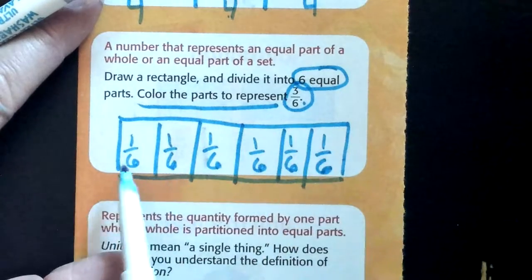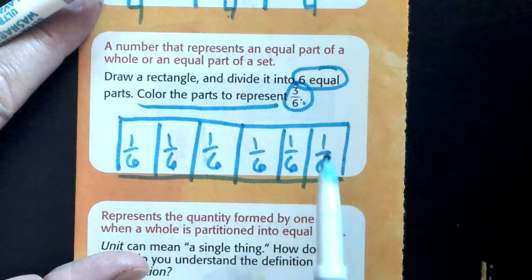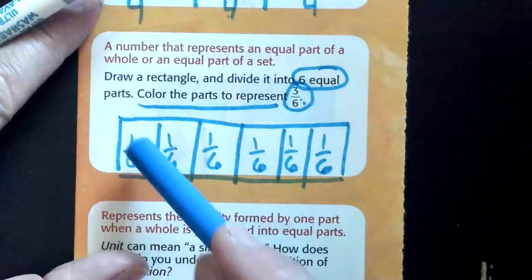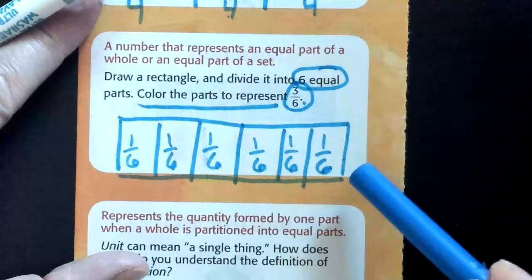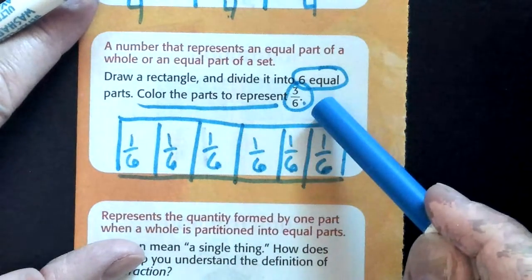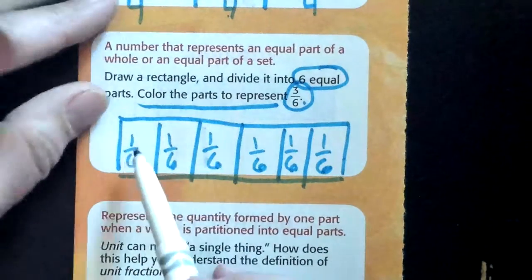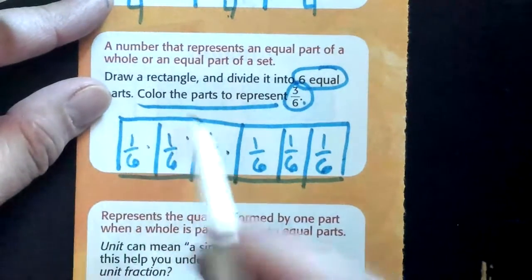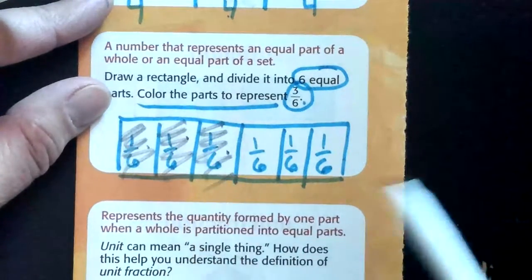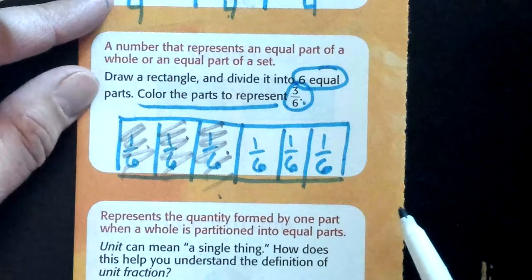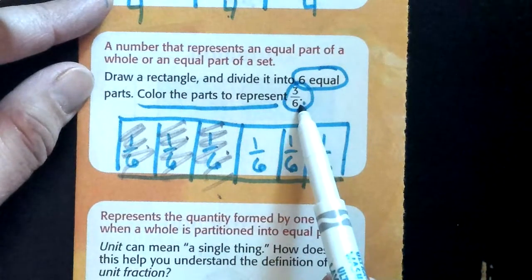And so if I have a rectangle with 6 parts and it's all filled up, I'd have 1, 2, 3, 4, 5, 6. But they're telling me I just need 3/6. So I'm going to count how many? 1, 2, 3. Here's 1, here's 2, here's 3. Here is a rectangle that shows 3/6.